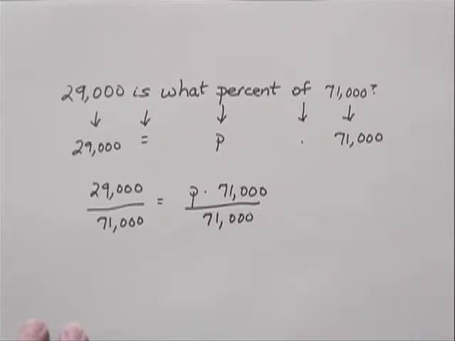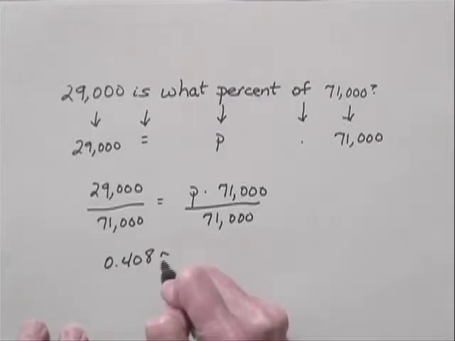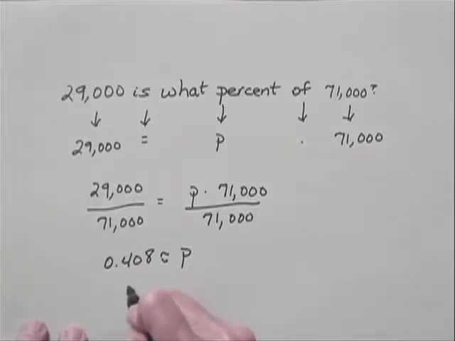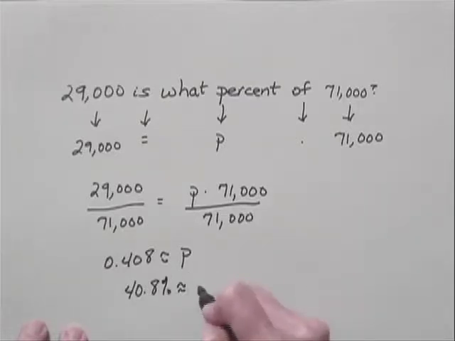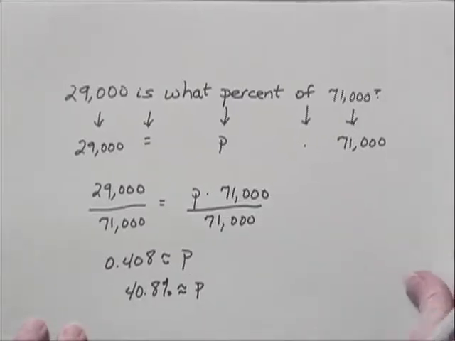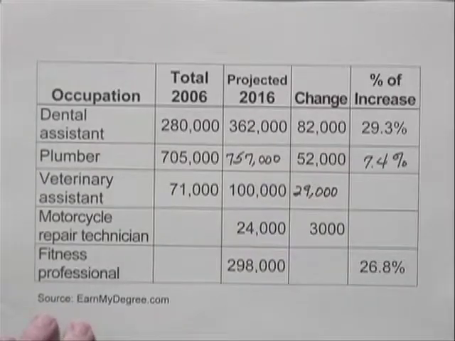divided by 71,000. On the left-hand side, when I do the calculation, I get 0.408 rounded to 3 decimal places. This is approximately equal to P. And writing percent notation, we would have 40.8% is approximately equal to P. So let's fill that in our table.